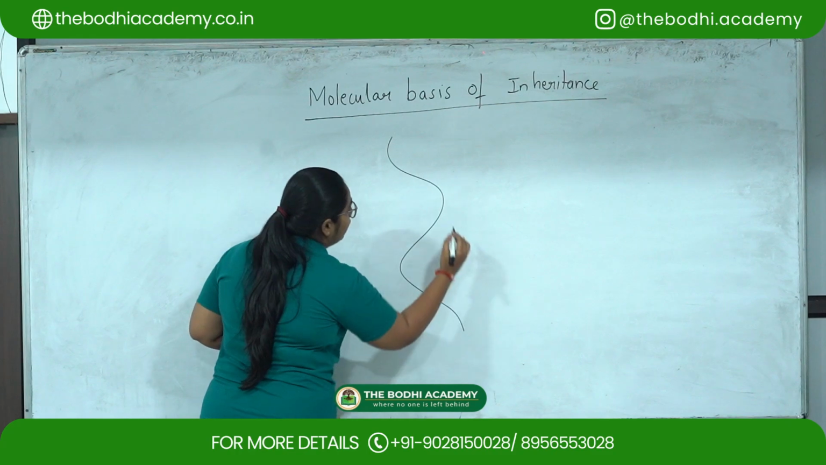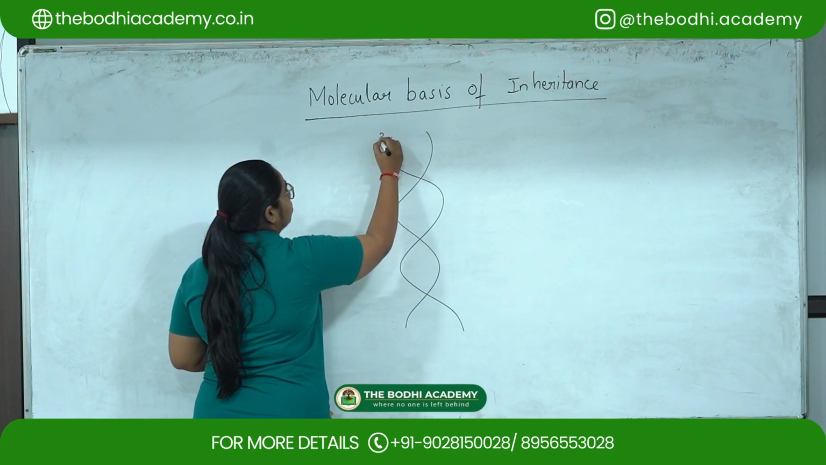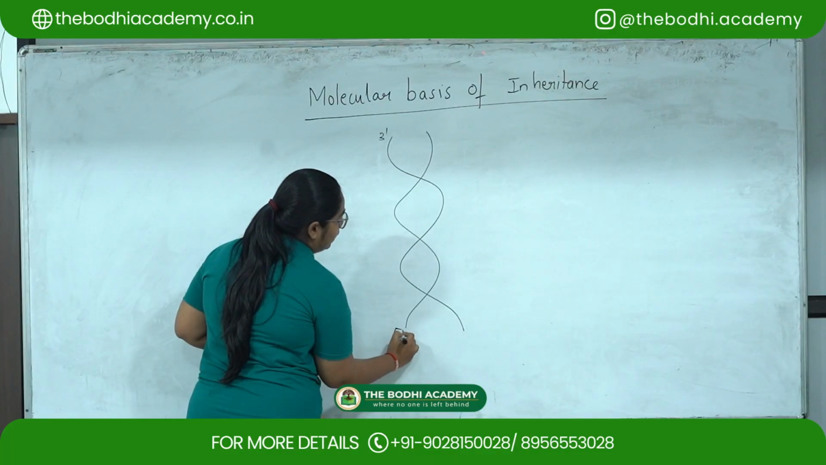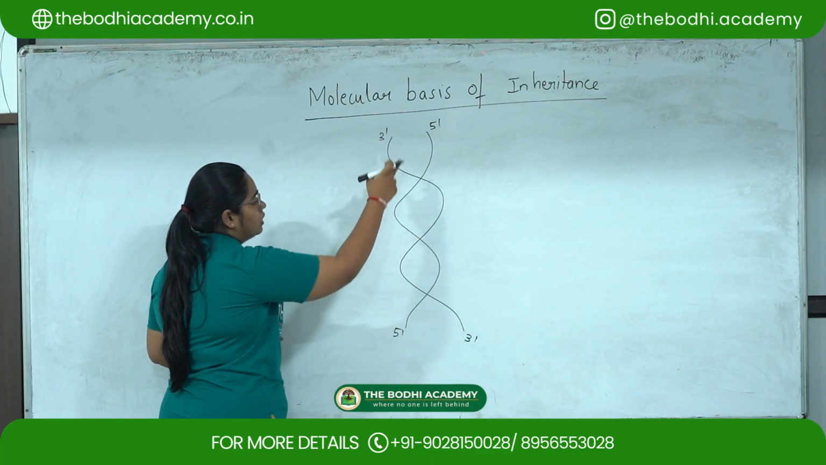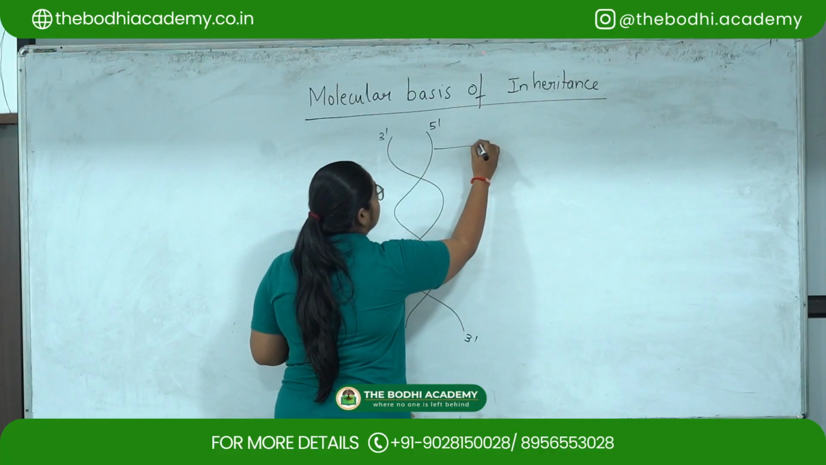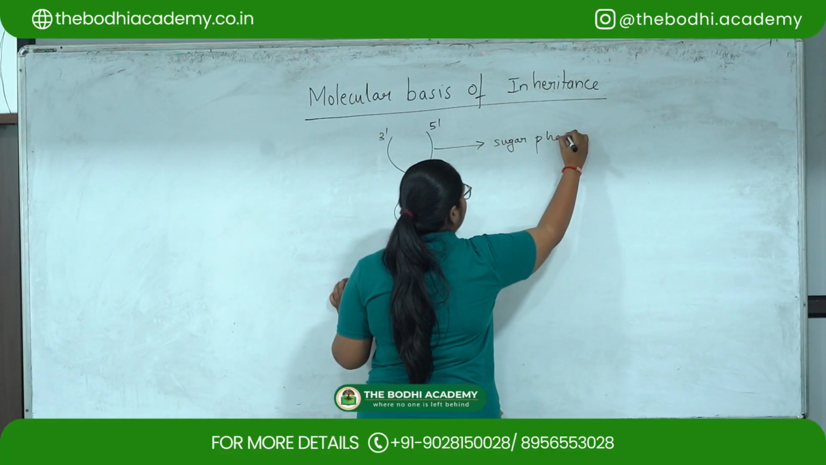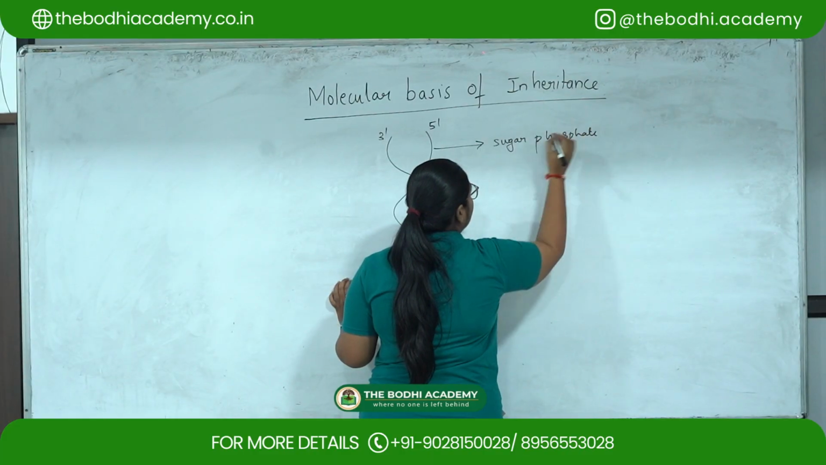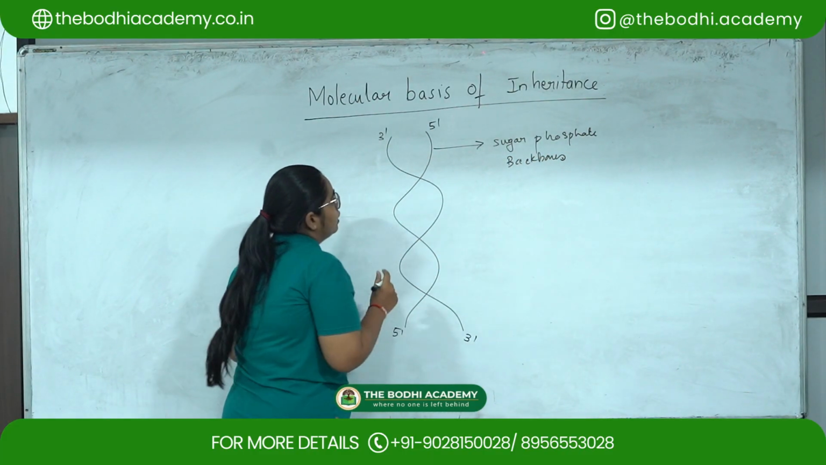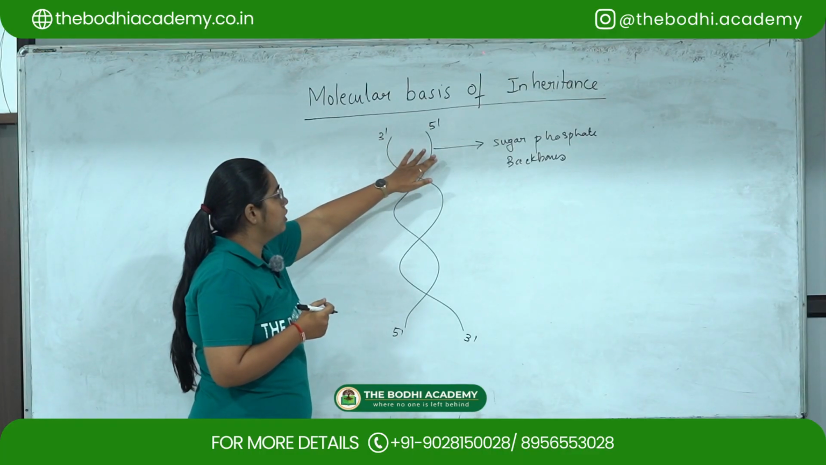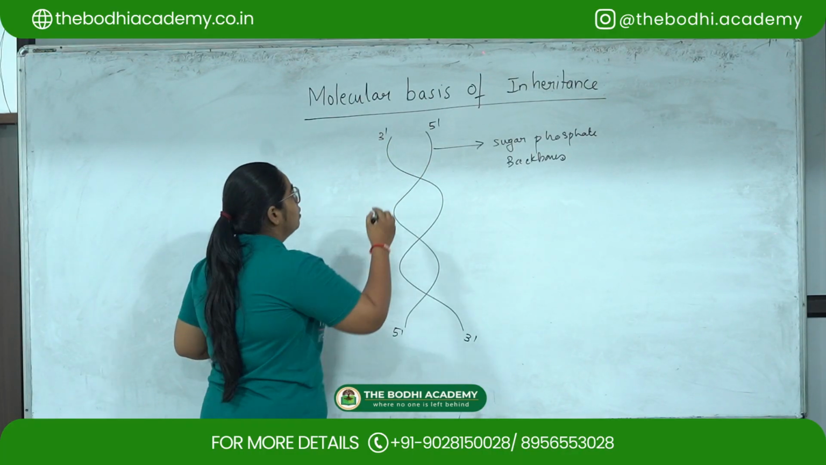The DNA double helix consists of two strands, with 3' to 5' polarity and 5' to 3' polarity. These two strands are the sugar phosphate backbones. And inside, these sugar phosphate backbones are held together by the base pairs.